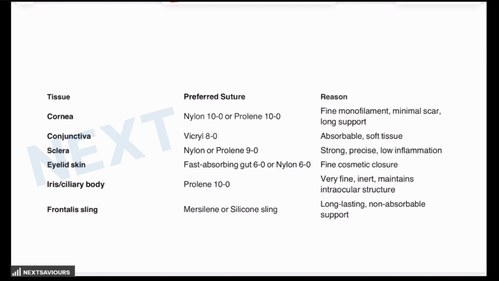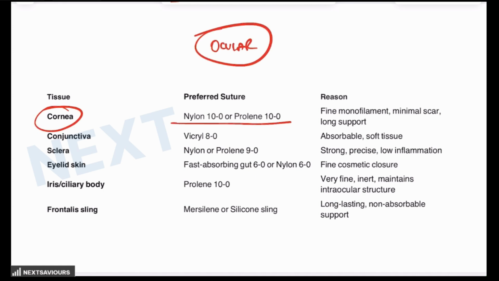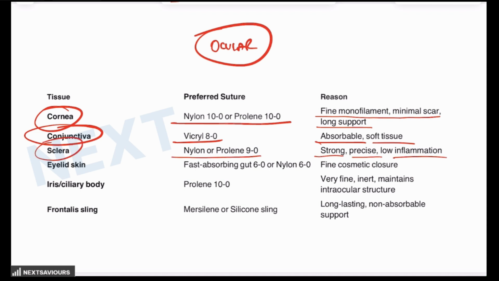Now quickly we also have to talk about which sutures are preferred in ocular applications, that means the eye. In case of cornea, nylon or Prolene is used because they are fine and monofilamentous, with minimal scarring, and they provide long support. For conjunctiva, Vicryl 8-0, because they are absorbable and used for closure of the soft tissues. For sclera, nylon or Prolene 9-0, because again they are strong, precise, and have a low inflammatory rate.